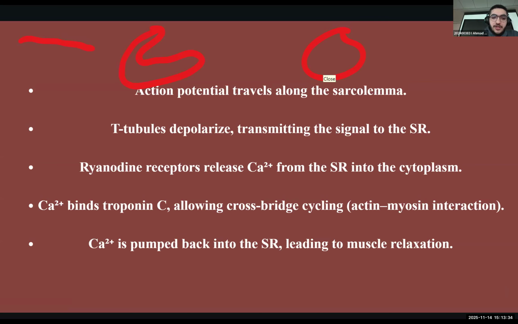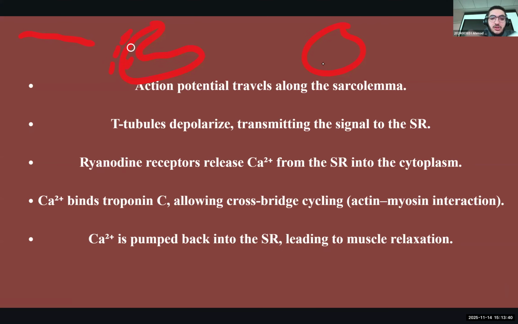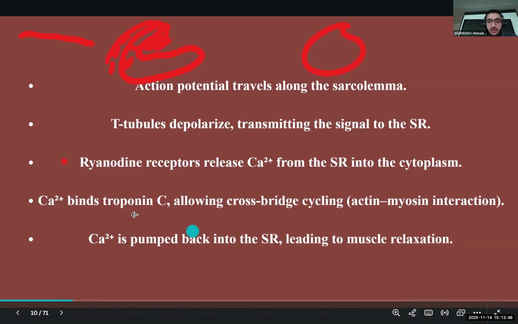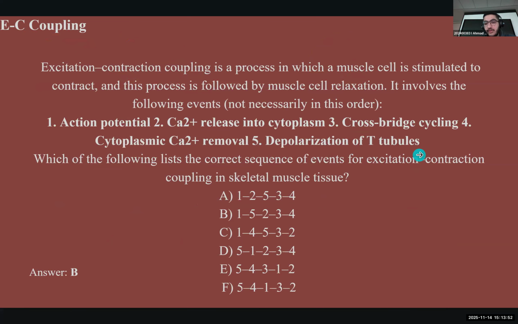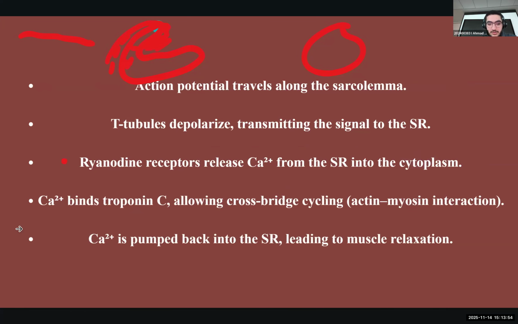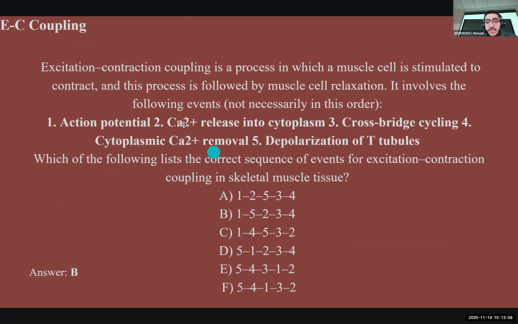The inside will become positive, okay? So let's say we have an action potential all around the cell, so negative, negative, negative, and positive. The action potential will go all around the cell until it reaches the invagination, okay? As seen here, first of all, there's the action potential, then the depolarization of the T tubules, or the invagination.